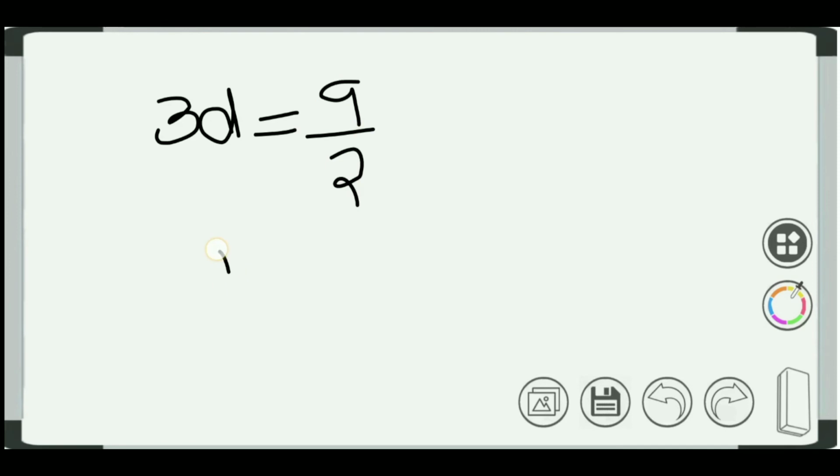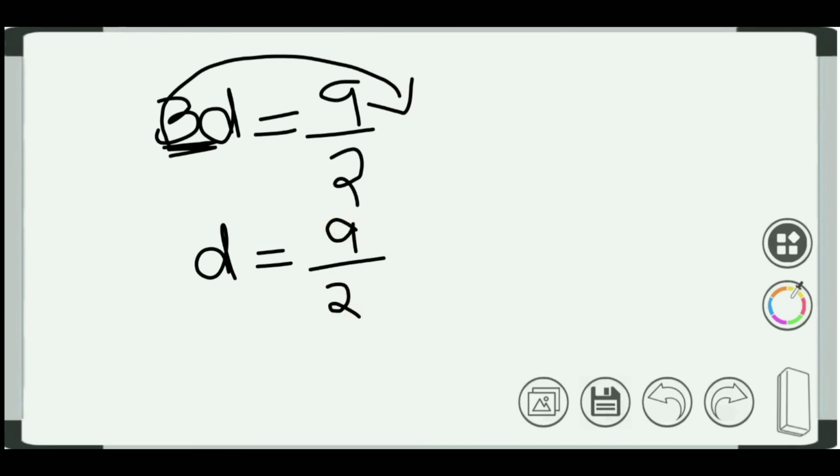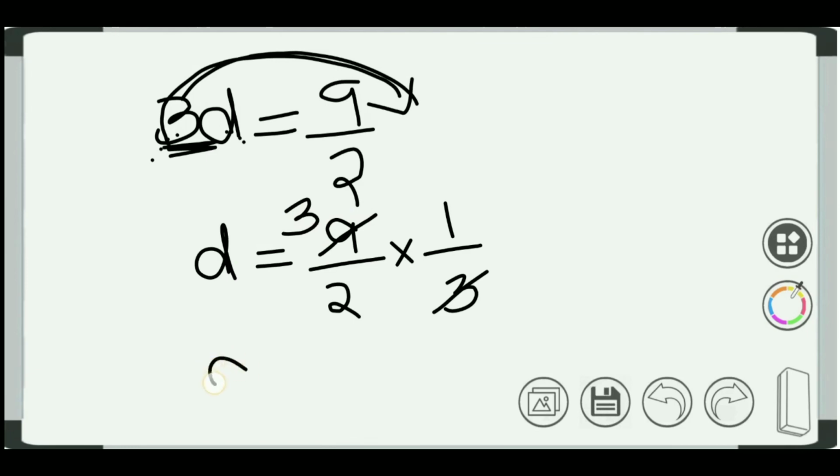So D equal to, this is multiplication. So when 3 comes this side, it will become division. Here 3 is multiplication, 3D. When 3 comes this side, it will become division. So 9 by 2 into 1 by 3. 3 3s are 9. What is remaining? Only 3 by 2 is remaining. So D is equal to 3 by 2.